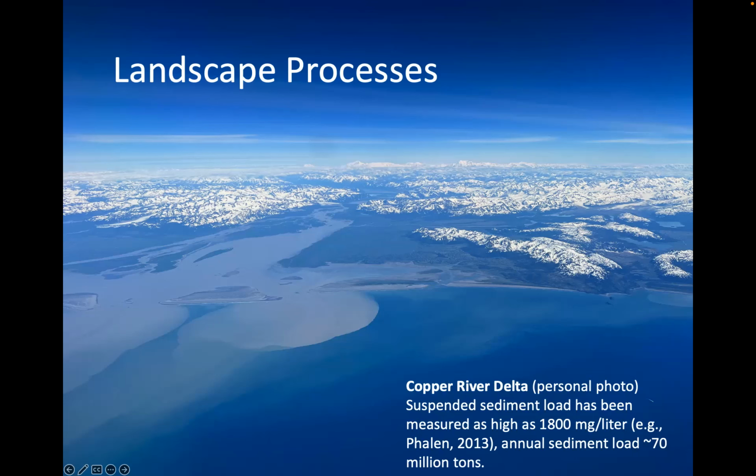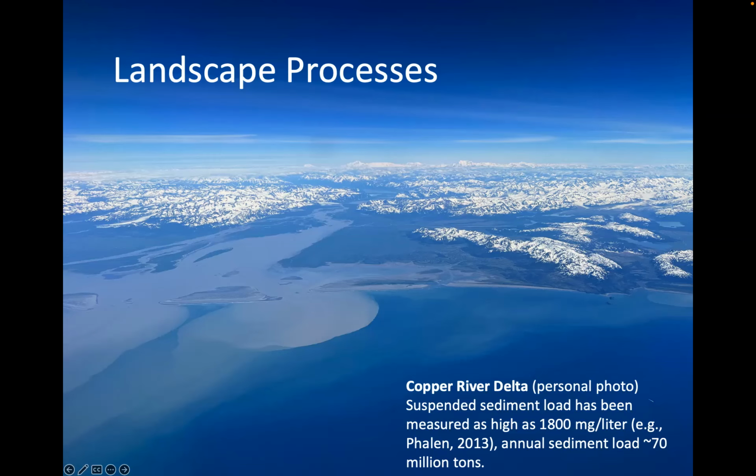So to finish up with landscape processes, this is a photo I took this summer of the Copper River Delta. It's really just kind of a pretty picture, but this suspended sediment plume is pretty epic. Suspended sediment load has been measured as high as 1,800 milligrams per liter. That's an enormous number. When I looked at things like the Mississippi River in flood, you often get numbers that are 10% of that. So it's an enormous amount of sediment.